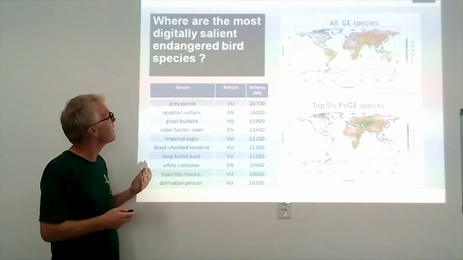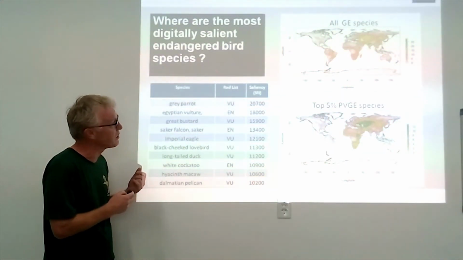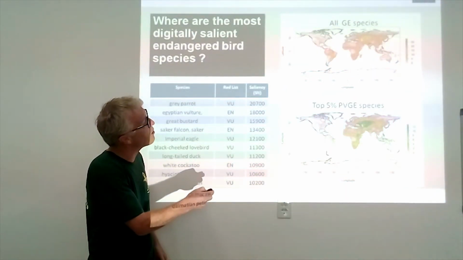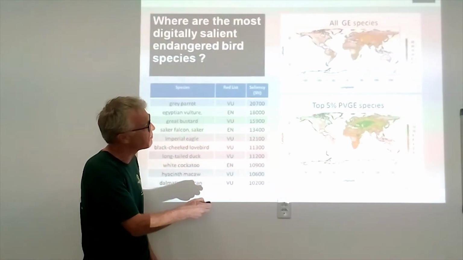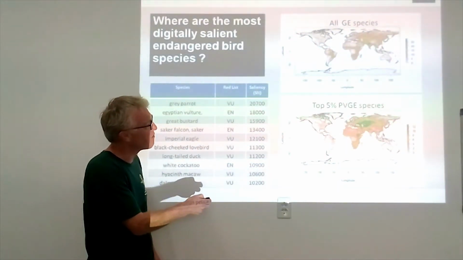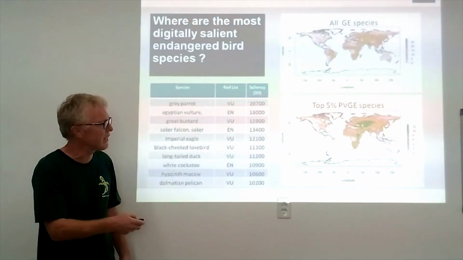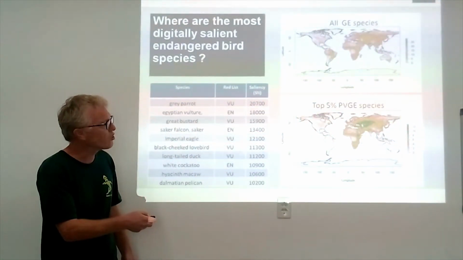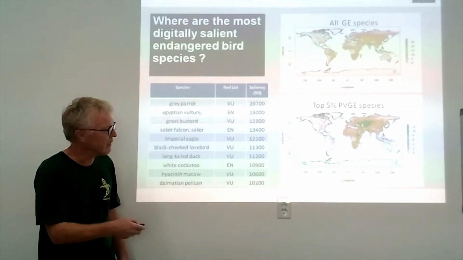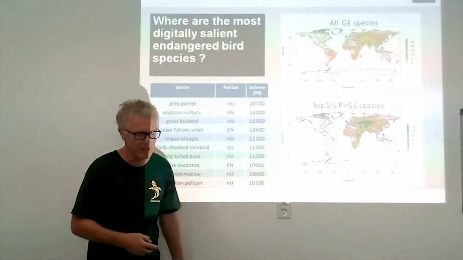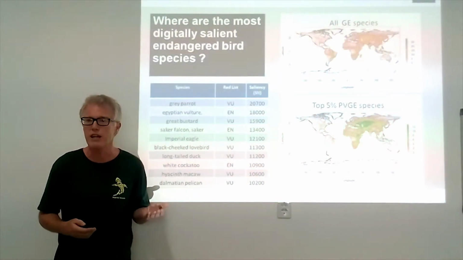Here's another type of metric. So this is the question, where are the most digitally salient endangered bird species in the world? This is the map of all globally endangered species, and this is the map of publicly visible globally endangered species. So this is the 5% most digitally salient globally endangered bird species. And there are hotspots for them here in Central Asia and the African Rift Valley, and cold spots here in South and North America, which is also interesting because, of course, these are a type of umbrella species.